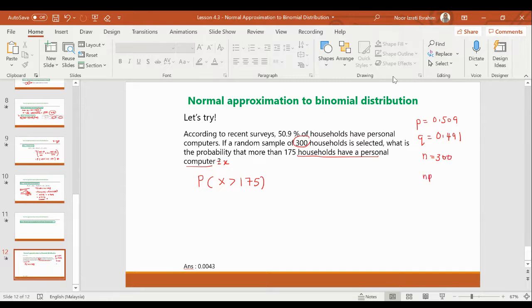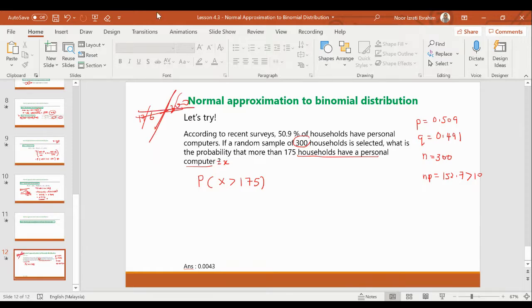If you find N times P here, then you will see 300 multiplied with 0.509 is actually 152.7, which is more than 10. So normal approximation is appropriate to solve this question. Roughly, we want to find x greater than 175, that means 176 to 300. If you still stick to binomial, you have to find one by one from 176 until 300. It will be a very long working step. Do not do this.